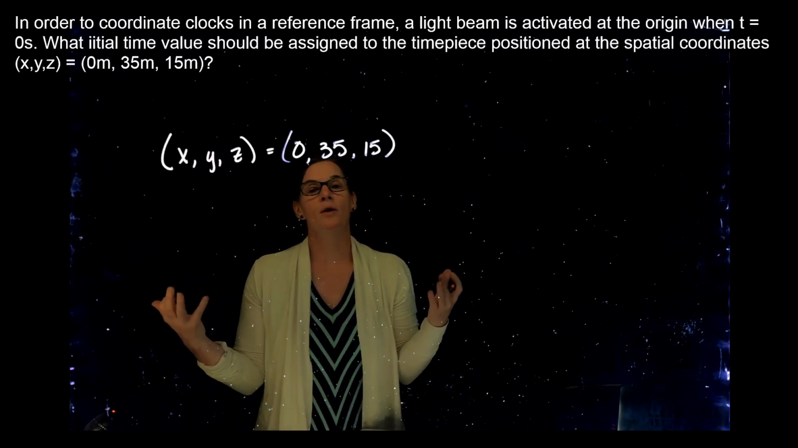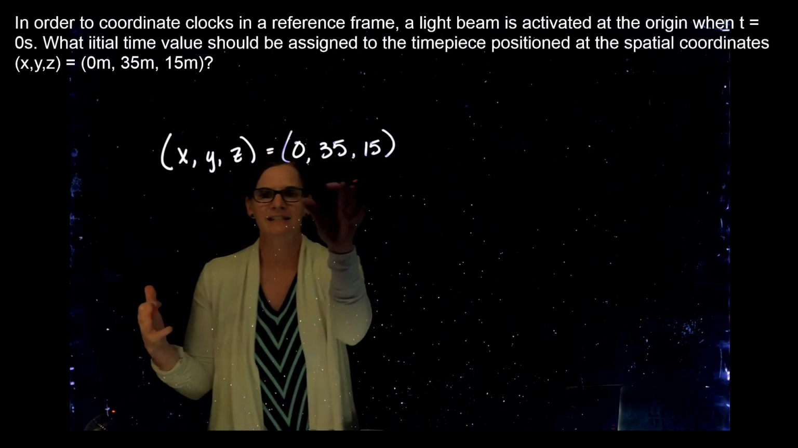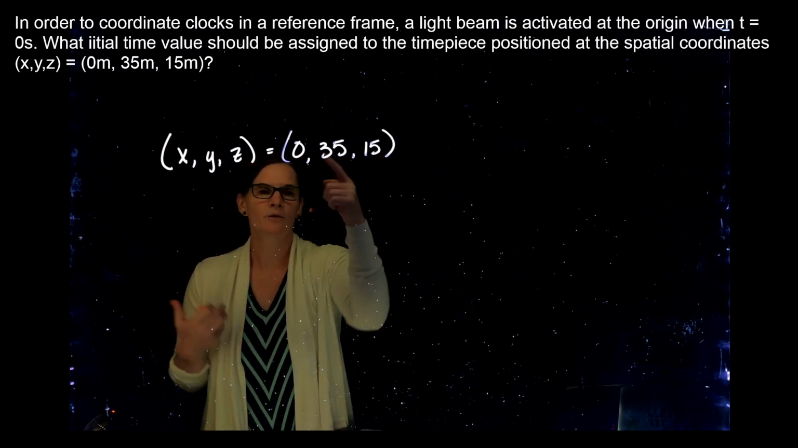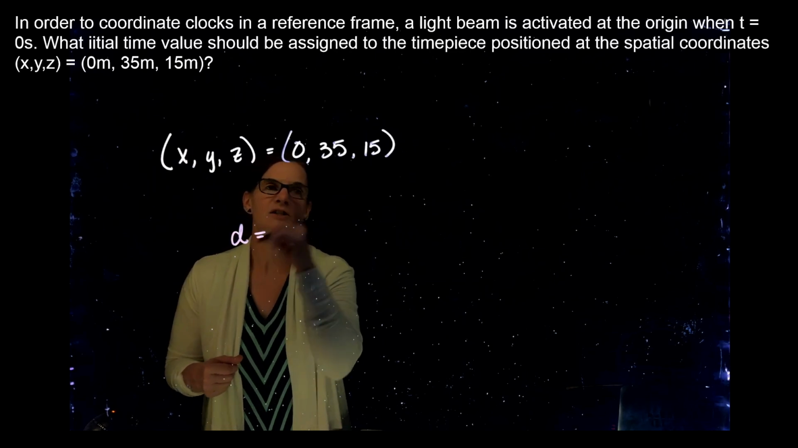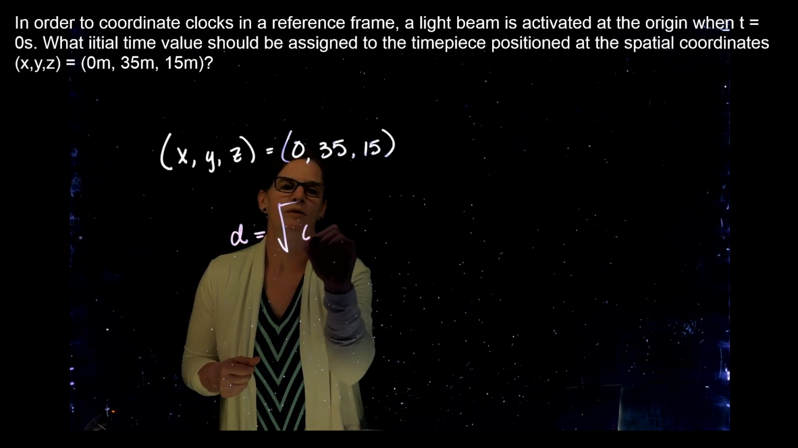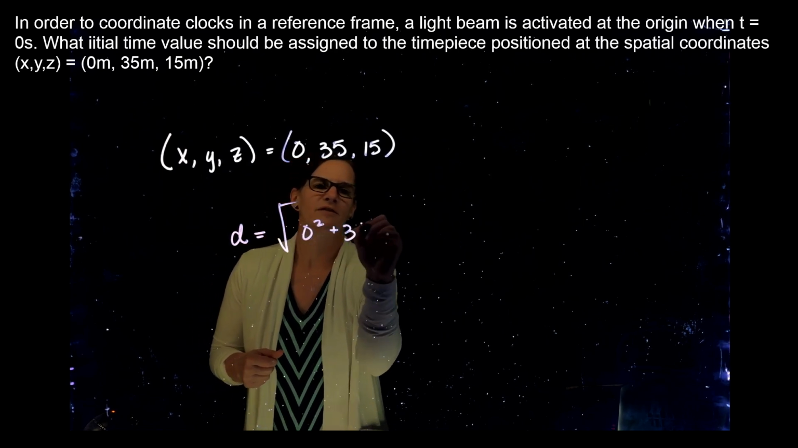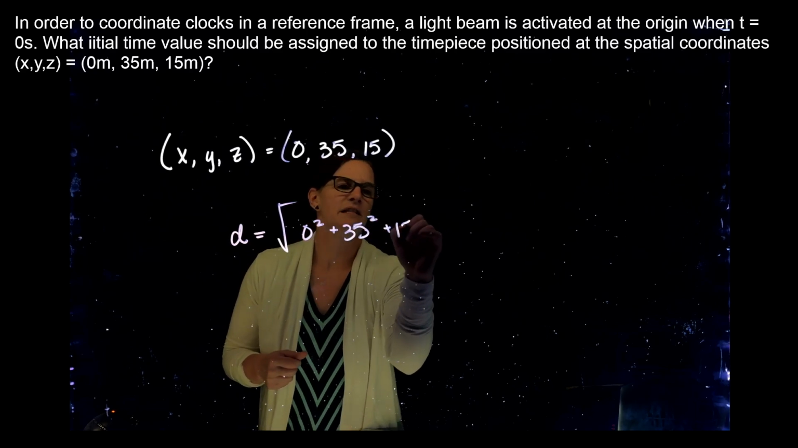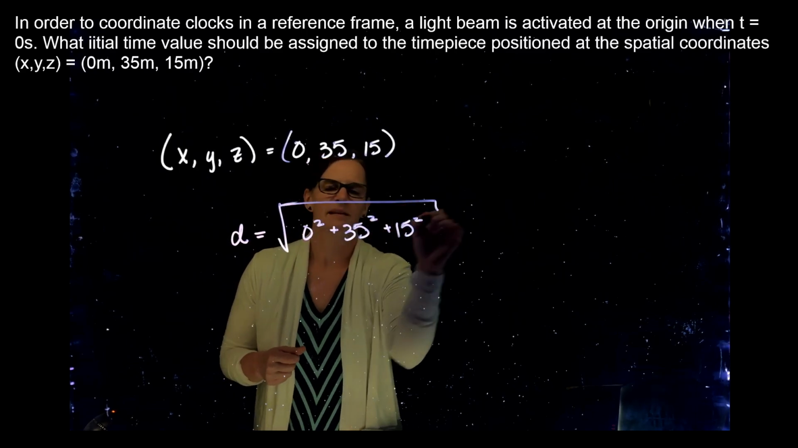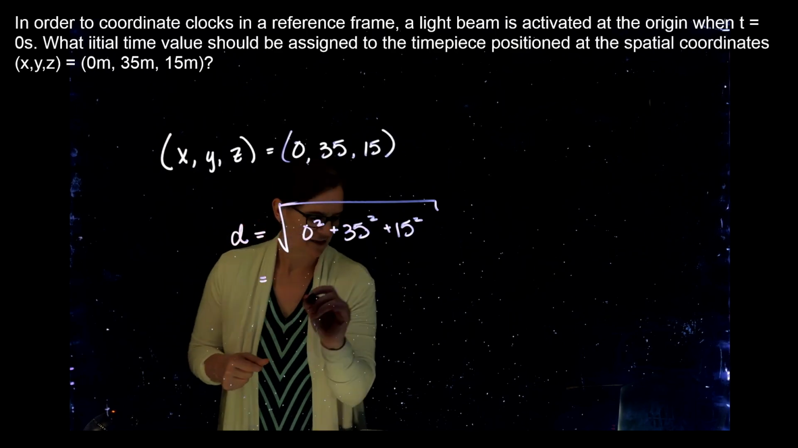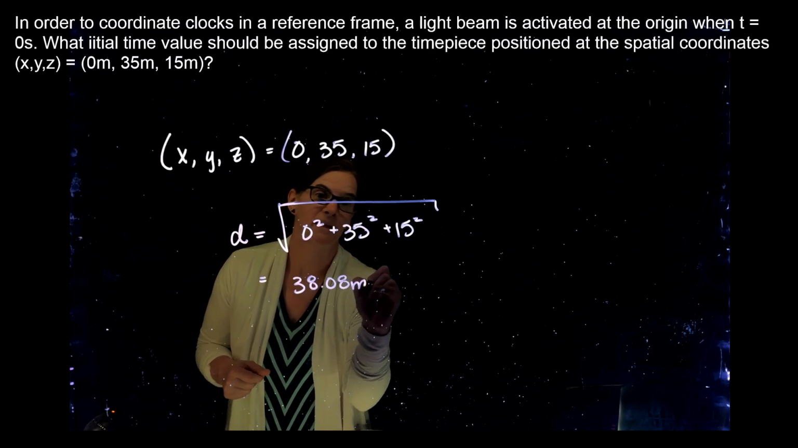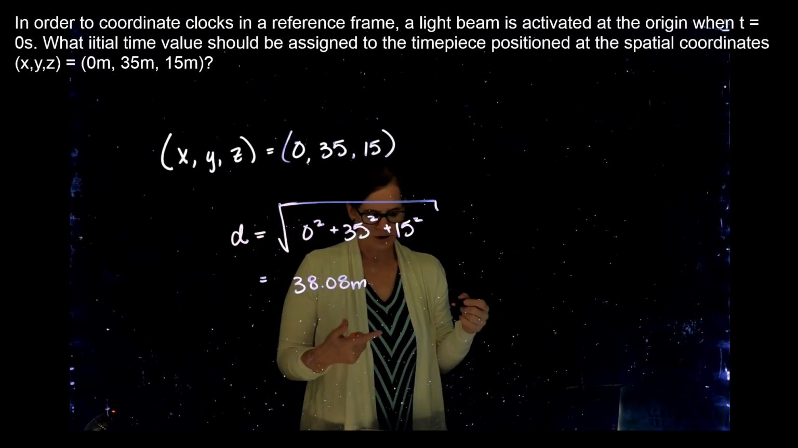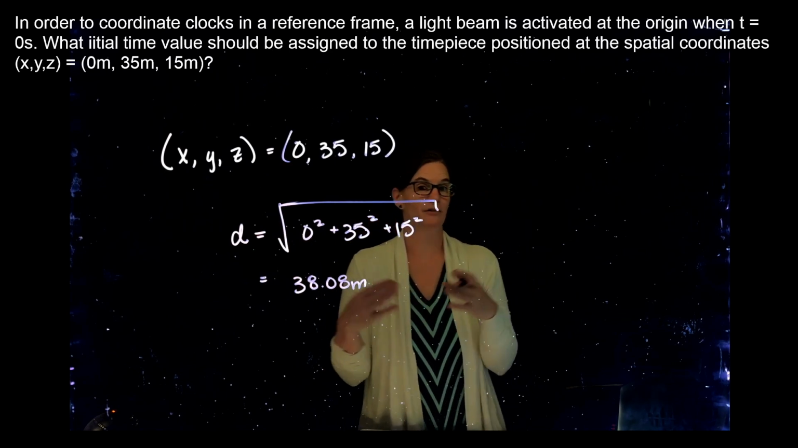Well, we need to know how far it is. To get the distance from the origin to this location, we of course use the Pythagorean theorem. So the distance to that location is the square root of 0 squared plus 35 squared plus 15 squared. And so that is a distance of 38.08 meters.